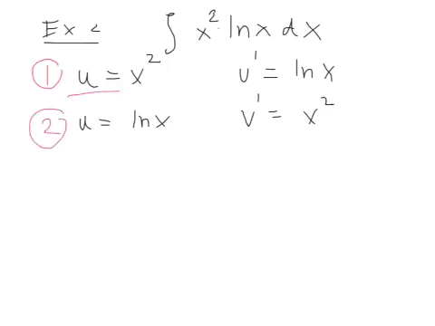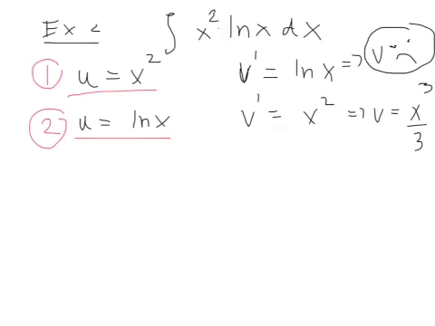Of course, there's no problem with u, because the derivatives of u for these two choices will get simpler. But let's look at v prime. If we choose v prime to be x squared, then v itself is very easy to find. The antiderivative of x squared is x to the third over 3. However, if you choose v prime to be log of x, this will get really complicated. It will be very difficult to find the antiderivative of log of x. We don't have a formula for it. So we're going to choose choice number 2.